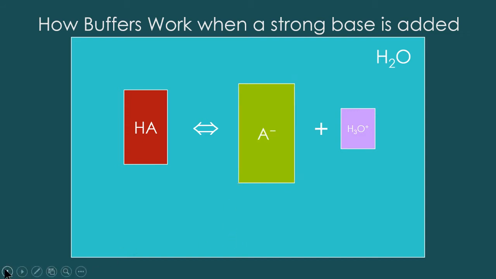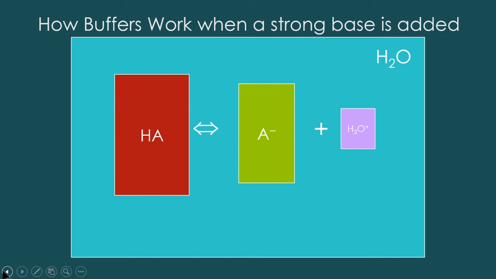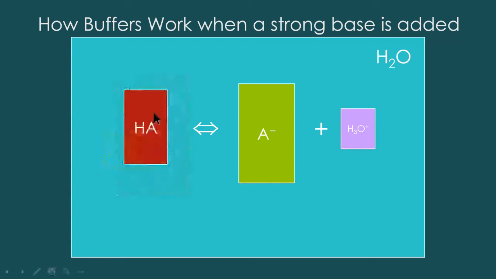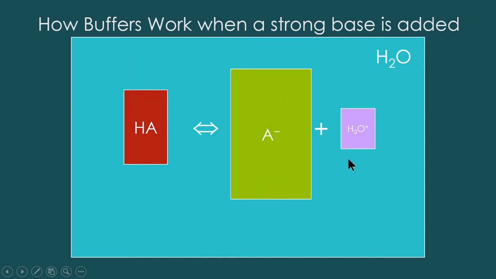So here again, you have a strong base added. It will consume your acid, thereby decreasing its concentration. And once it has decreased, you have new acetate ion, or conjugate base, produced, which will increase the concentration of your conjugate base. So that is the concept of the reaction in a buffer when a strong base is added.